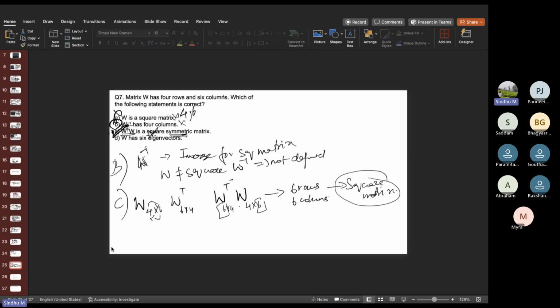Now let's look at option D. Option D is about eigenvectors. W is a 4 cross 6 matrix, so we can't define an eigenvector because eigenvector is only for a square matrix. So option D is also not correct. The correct answer is option C.